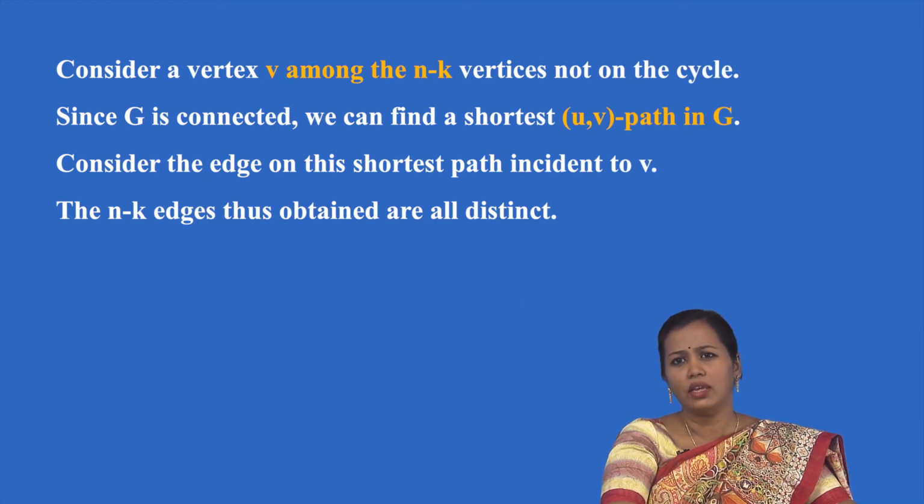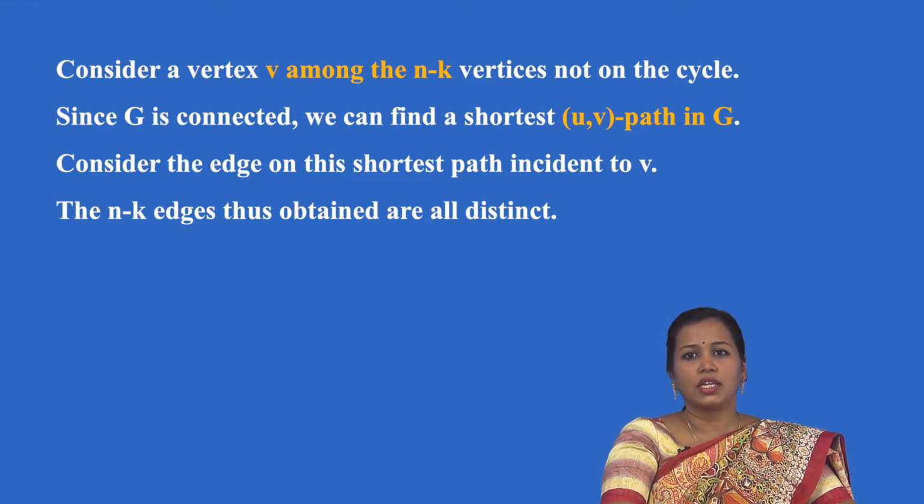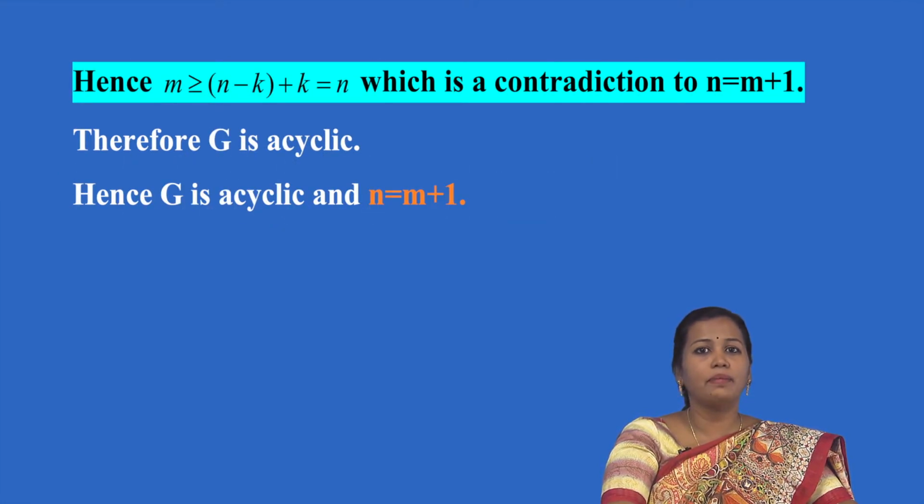Consider a vertex v among the n minus k vertices not on the cycle. Since G is connected, we can find a shortest u-v path in G. Consider the edge on the shortest path incident to v. The n minus k edges thus obtained are all distinct. Hence, m is greater than or equal to n minus k plus k, which is equal to n, which is a contradiction to n is equal to m plus 1. Therefore, G is acyclic. Hence, G is acyclic and n is equal to m plus 1.